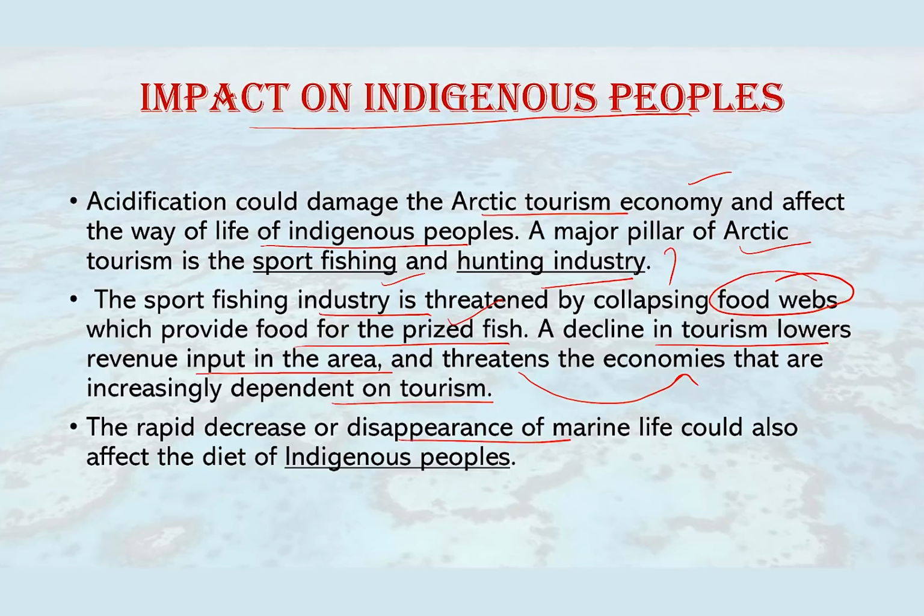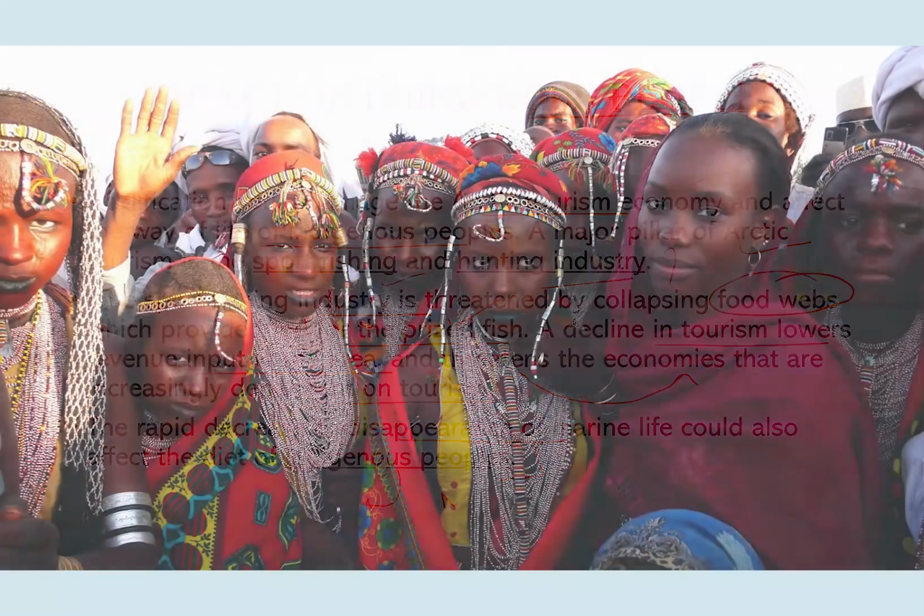The rapid decrease and disappearance of marine life could also affect the diet of the indigenous people, because they also depend for their food on such animals, the marine animals.